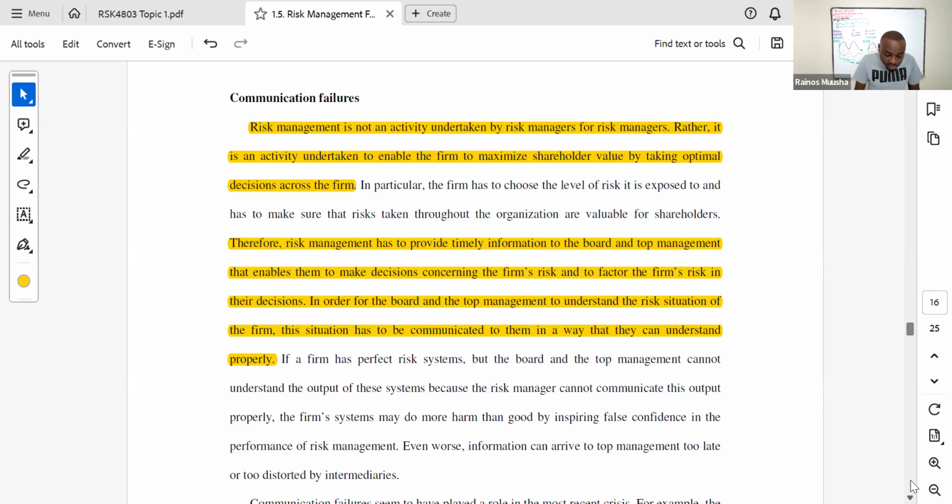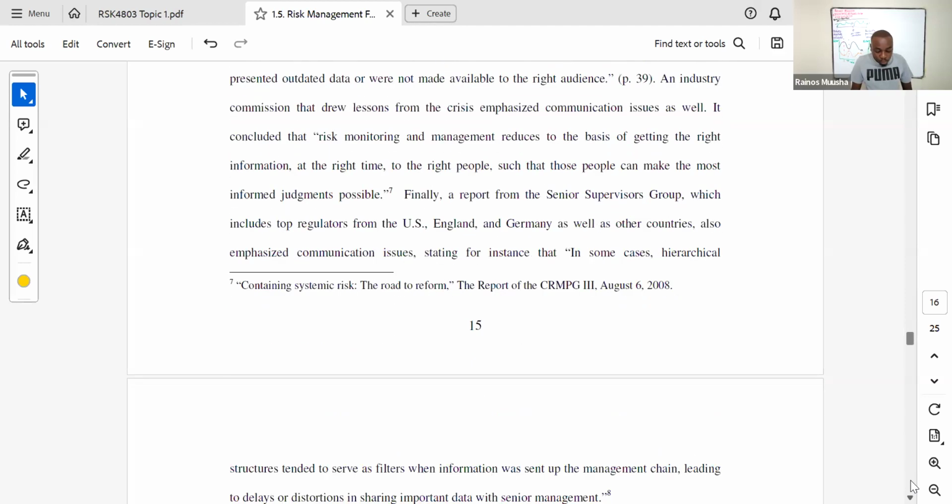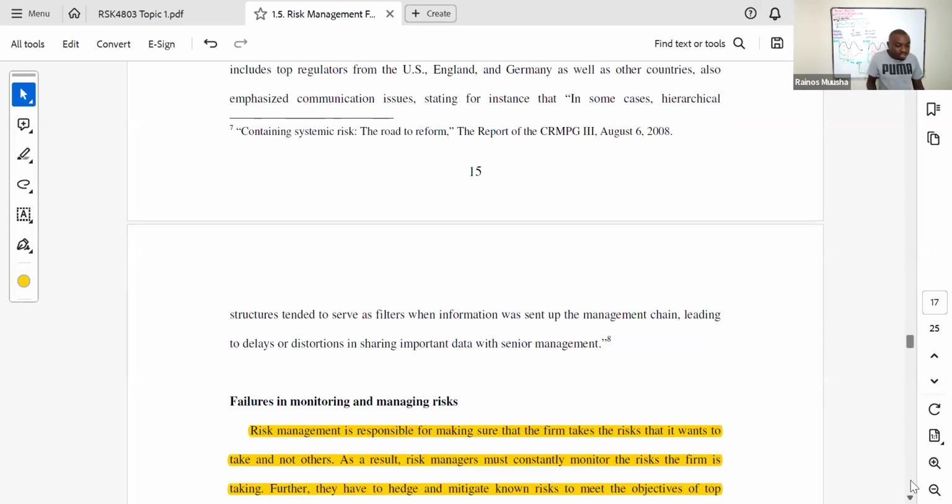So in order for the board and the top management to understand the risk situation of the firm, this situation has to be communicated to them in a way that they can understand properly, which means failure to communicate the risk exposures of the organization is also going to be a risk management failure, mainly because you are talking about risk with the board. And remember, usually the individuals who make up the board are not risk managers. Some of them have different qualifications from different backgrounds as well.